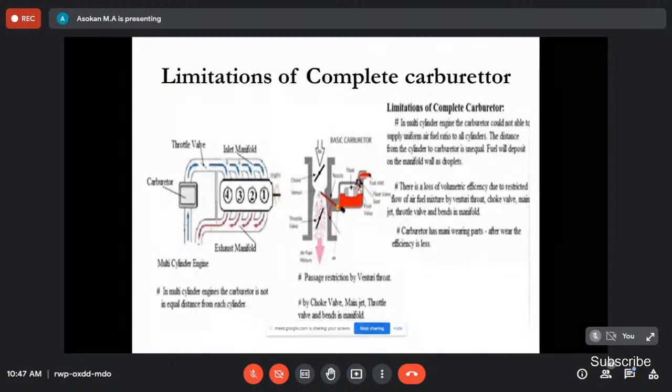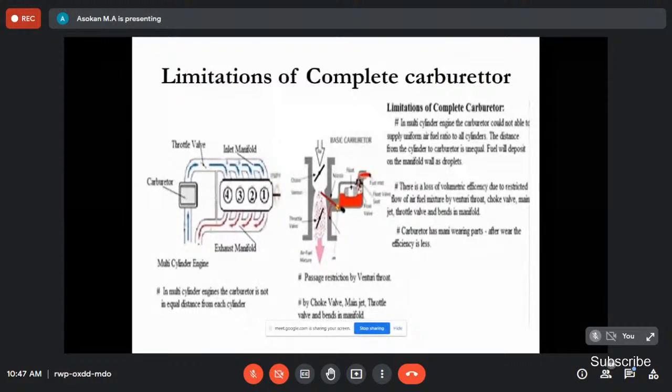Okay. So, sir, there are some limitations of a complete carburetor also. See, in case of a single cylinder, there is no issue. The carburetor is located very near to the particular cylinder, and it supplies that particular amount of air fuel mixture. But in case of multi-cylinder, just look at the left-hand diagram: there are 4 cylinders, 1, 2, 3, 4. The carburetor is located at the extreme, nearer to the 4th cylinder.